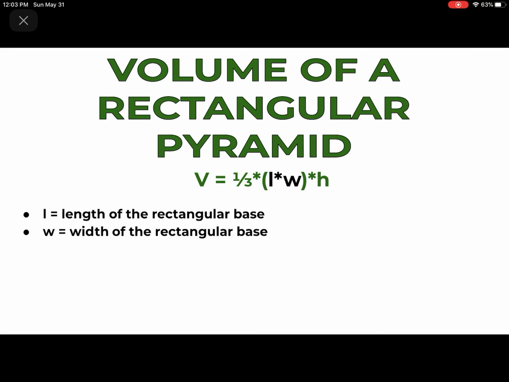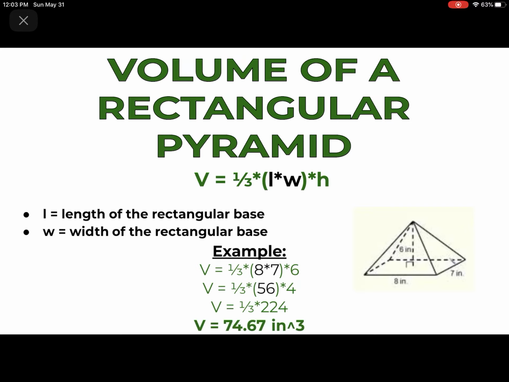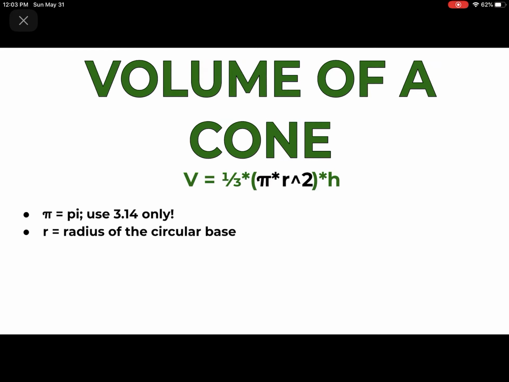Okay? Next, we have our rectangular pyramid. These are going to be very similar to our prisms, except we're multiplying everything times 1/3 at the end. So it looks something like this. My length and width are 8 and 7. My height is 6. So volume equals 1/3 times 8 times 7 times 6. Volume equals 1/3 times 8 times 7 is 56 times 4. 56 times 4 is 224, so we're going to multiply that times 1/3. And our volume is going to equal 74.67 inches cubed. All right, nice, simple, don't overthink these.